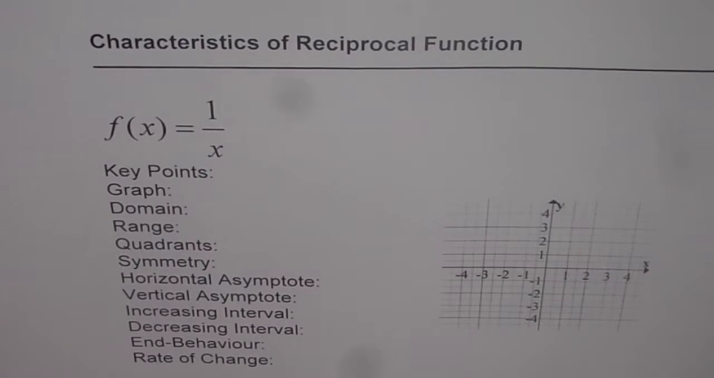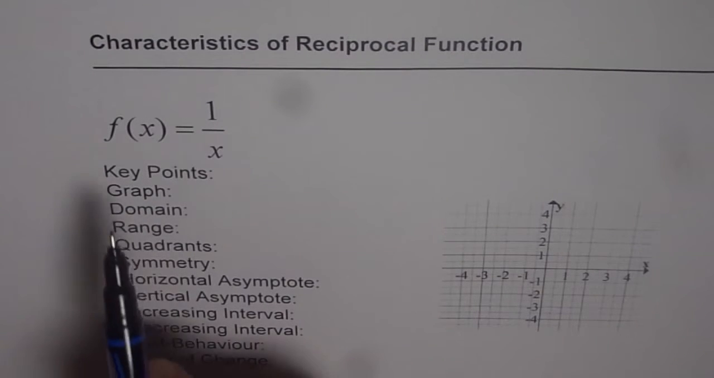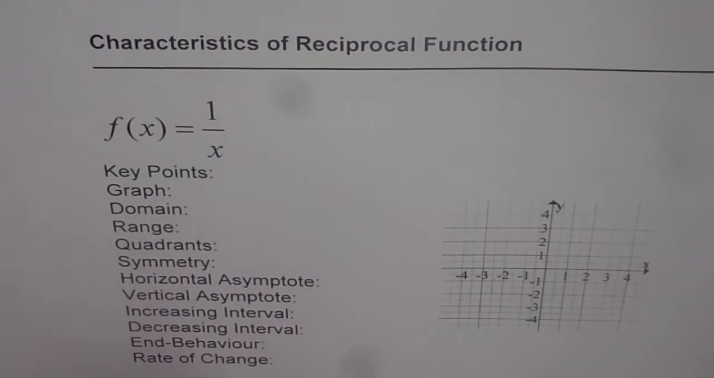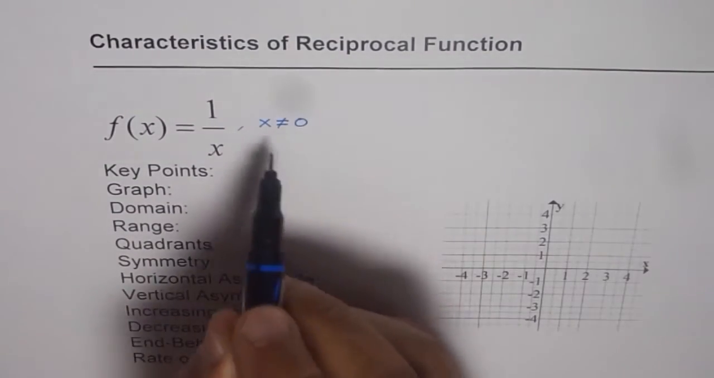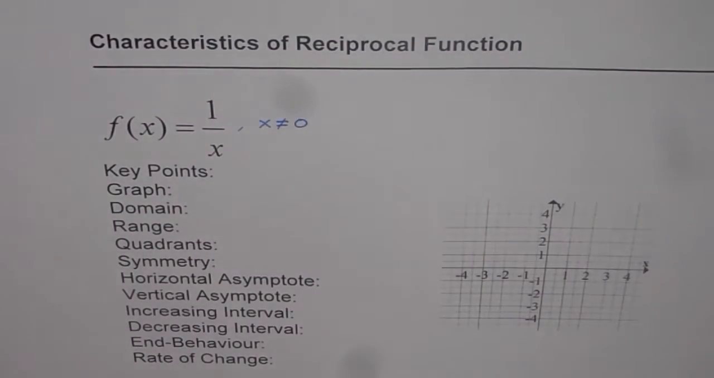Now let us understand the characteristics of reciprocal function. The function which we are considering is a parent reciprocal function, which is f of x equals 1 over x. Now in this kind of a function, we know that x cannot be 0 since 1 over 0 is not defined. So we can write here that x is not equal to 0. That means x equals 0 is not in the domain of the function. Well, all other points are in the domain of this function.